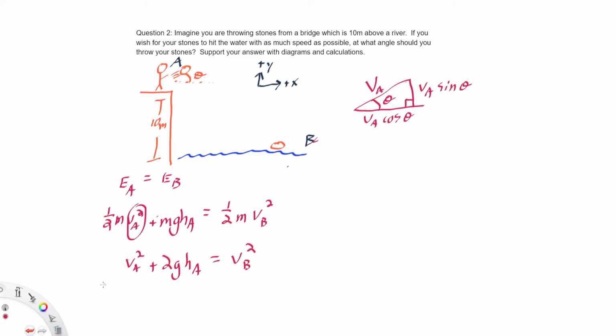And we end up getting a result that looks almost exactly the same as the result from question 1. And yeah, there are no thetas in it. So we just say no theta means angle doesn't matter.